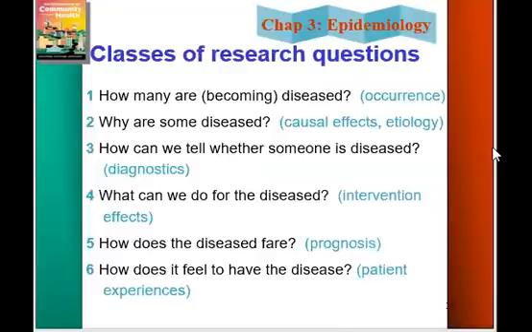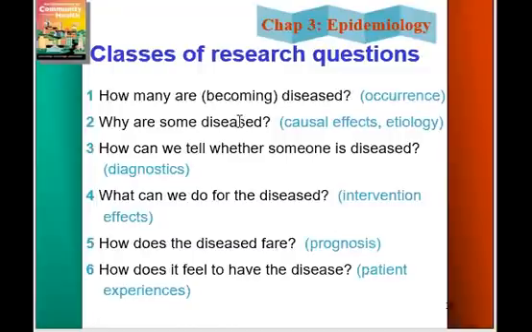Okay, so these are the 6 classes of research questions for epidemiology. So you have your occurrence, causal effects, etiology. Third is diagnostics. Fourth, intervention effects. Fifth, prognosis. And sixth, patient experiences. By the way, what does prognosis mean? It just refers to how someone will recover from an illness or injury. So these are the 6 classes of research questions: occurrence, causal effects or etiology, diagnostics, intervention effects, prognosis, and patient experiences.